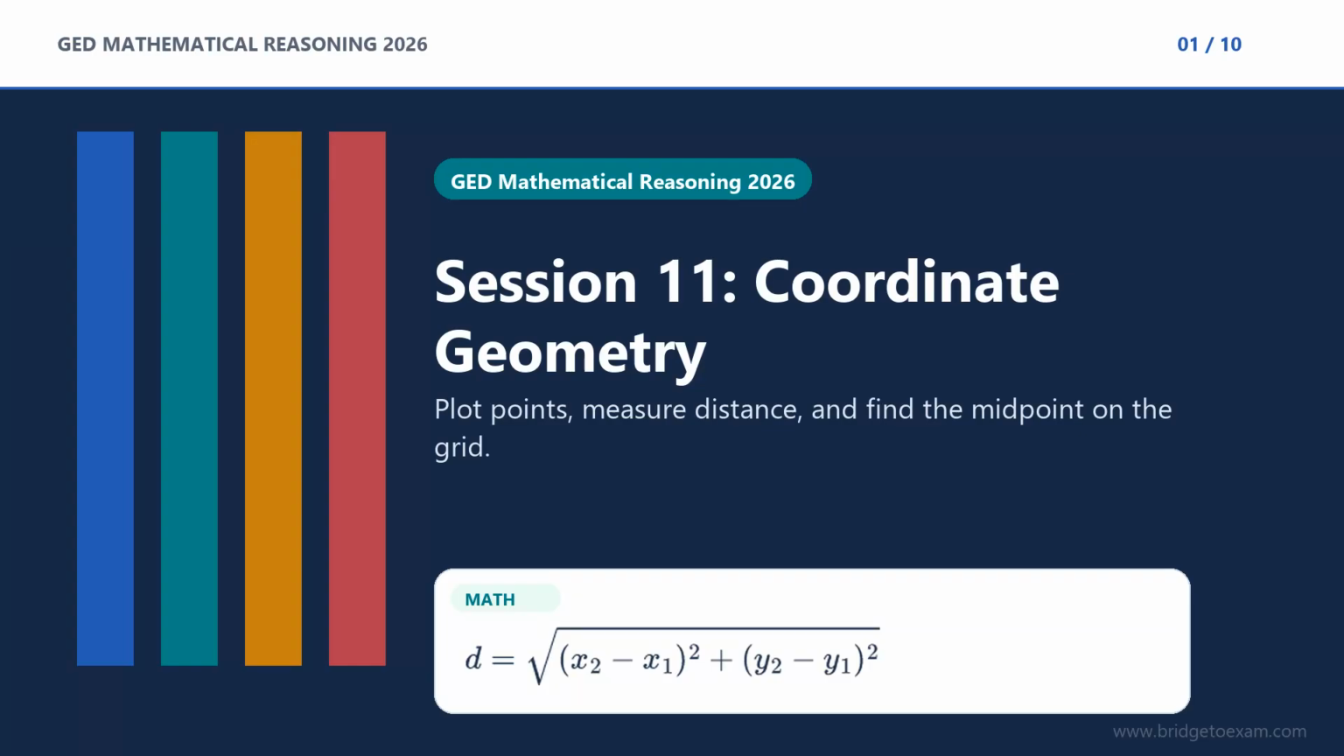Welcome to Session 11, Coordinate Geometry. Let's take it slowly. This session is about working on the grid. We will plot points, then learn two powerful formulas: the distance formula to measure how far apart 2 points are, and the midpoint formula to find the exact center between them.